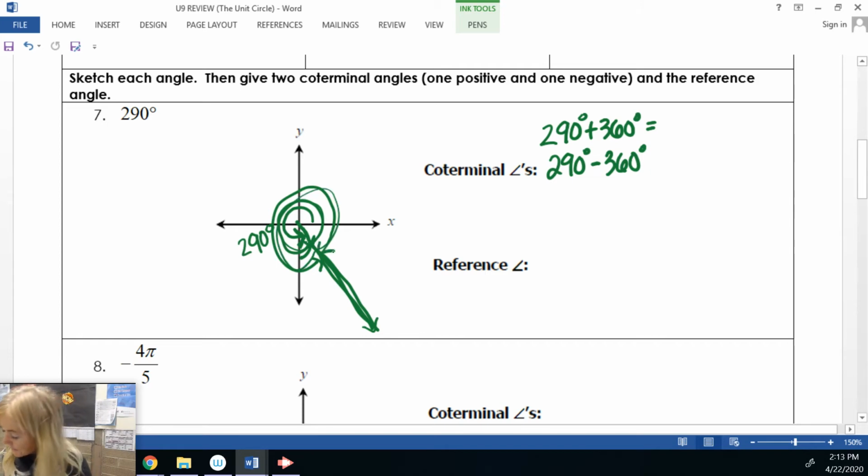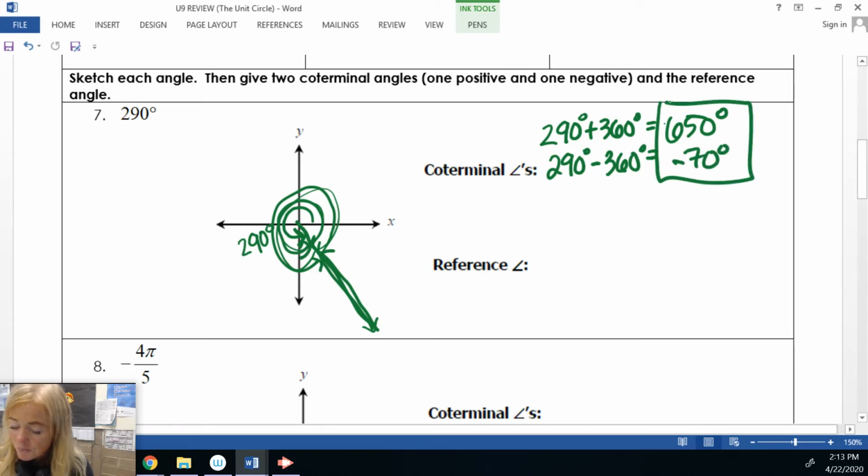All right. So 290 plus 360 is 650, so 650 degrees. And 290 minus 360 is negative 70 degrees. So those are our two coterminal angles.